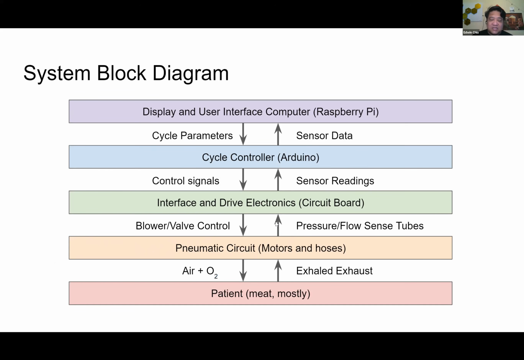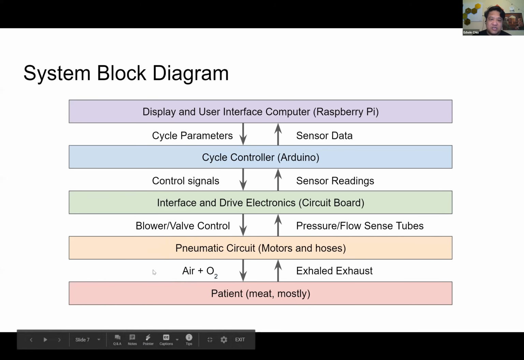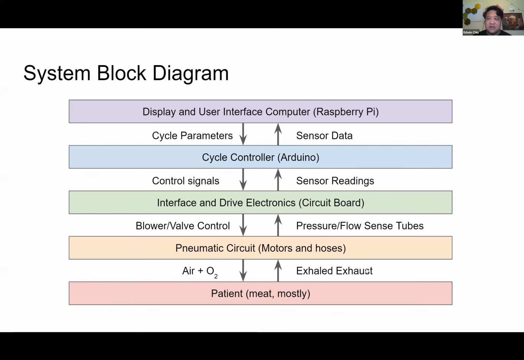This passes sensor data in the form of sensing tubes. The sensors are connected to the individual pneumatic components using tubes that carry the pressure. The main two actuators of the system are the blower and the valve. We have a blower that can be throttled electronically, which is our pressure source, and a valve, which is our exhaust control. The interface to the patient is air and O2 on one side and the exhaled air on the other side.